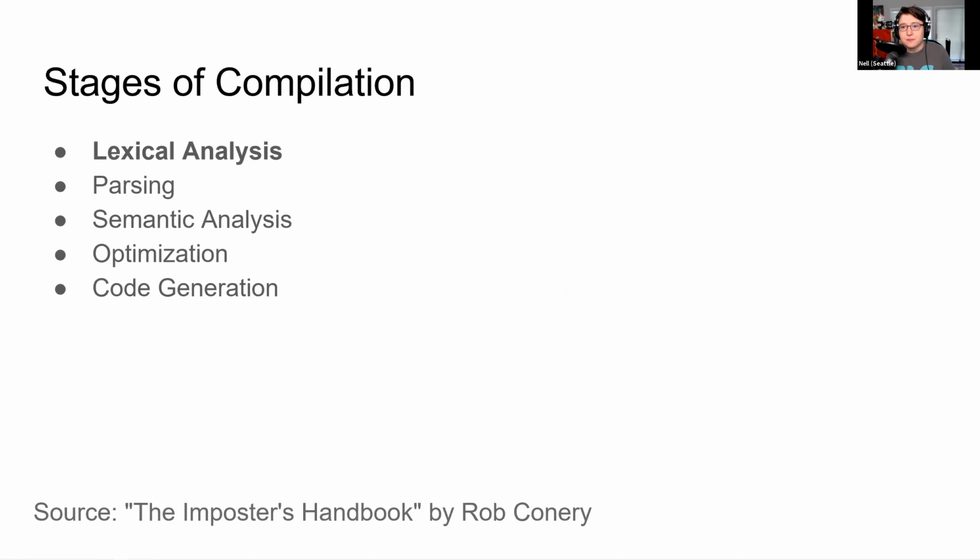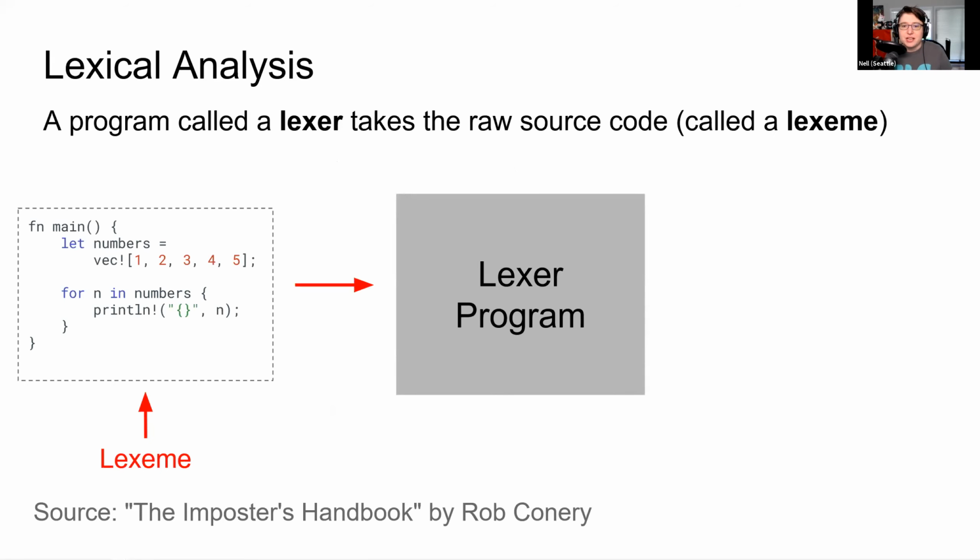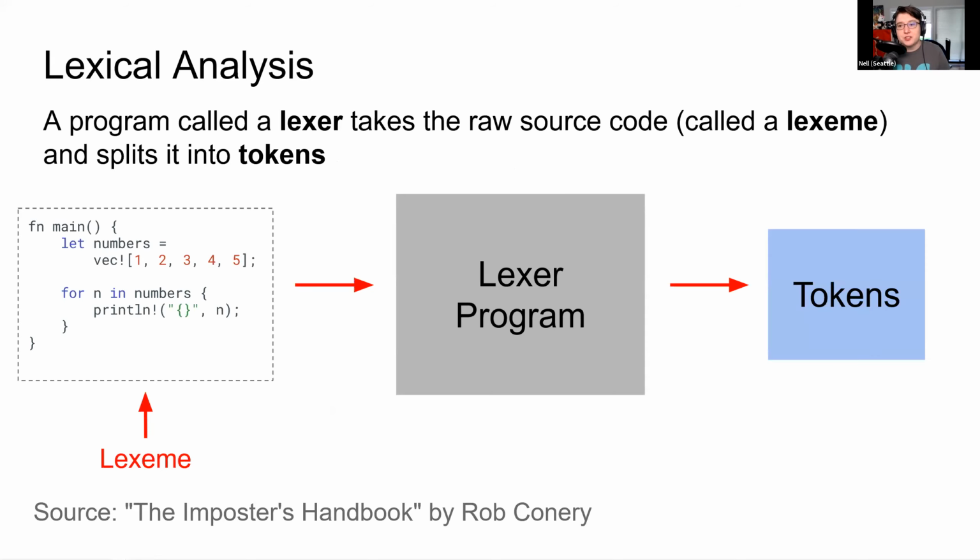All right. Going back to the stages of compilation, let's start with this first one here, lexical analysis. During lexical analysis, a program within the compiler called a lexer takes the raw Rust source code and analyzes it, and then splits the code into tokens to make it easier for the compiler to parse.